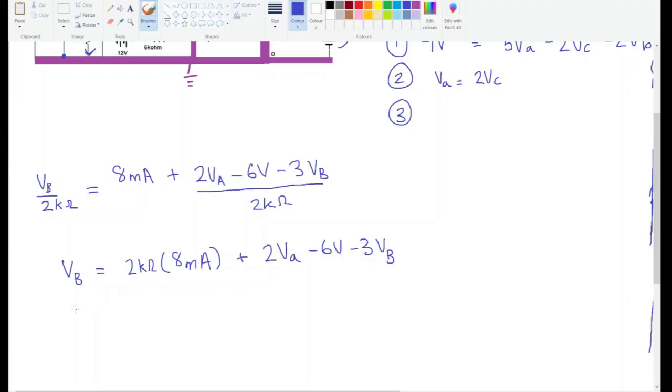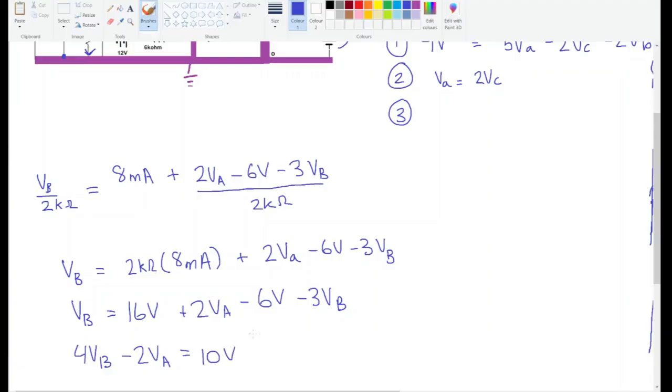We can move the VBs, yeah, let's move this VB to the other side. Actually, hold on. So VB, multiply this, 2 kilo ohms times 8 milliamps, that's going to be 16 volts, plus 2 VA minus 6 volts minus 3 VB. We'll move the VB to the other side, and I'm going to leave the 16 volts here so it's positive, and move all the other stuff to the other side. So we'll have 4 VB minus 2 VA is equal to 16 volts minus 6 volts, that's going to equal 10 volts.